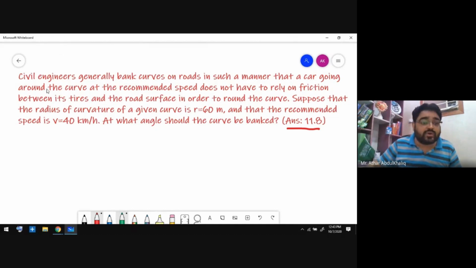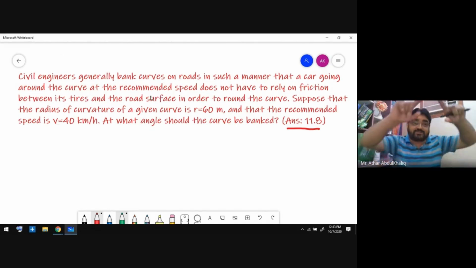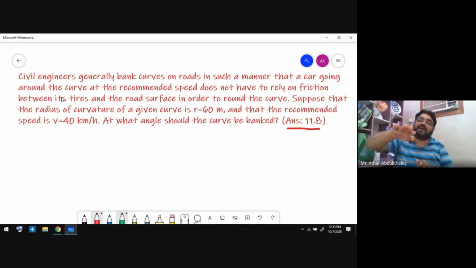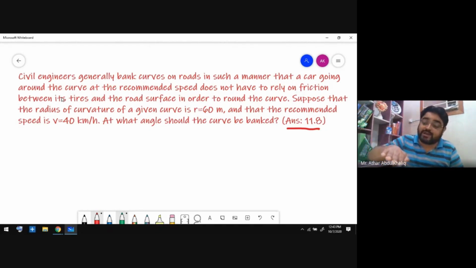A car going around the curve at the recommended speed, the speed limit that will be written on the signboard before the curve, does not have to rely on friction. They make the banked curve so that no one will require friction. So the curve is made already banked to provide the centripetal force. Now we have the centripetal force provided by Fn sine theta, not from mu s mg.